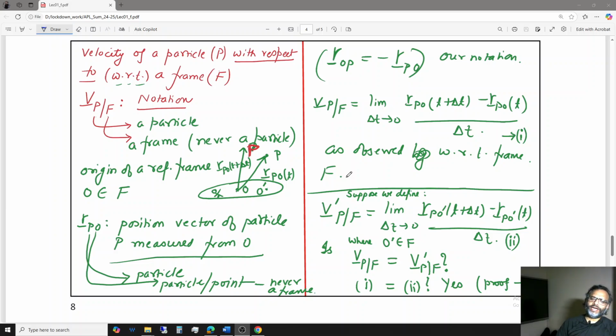Now suppose I define a similar looking quantity V prime PF. Look at this expression. How is V prime PF different from VPF? Mathematically, how is it different? I have chosen a different origin to measure the position vectors of point P at two time instants. I have chosen another point as the origin, O prime, but still O prime is also a point fixed to F.